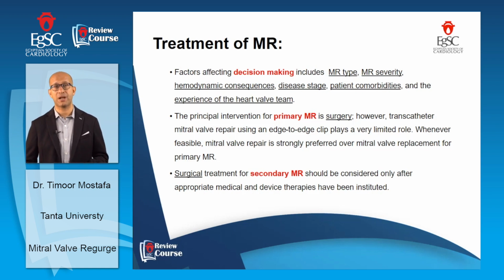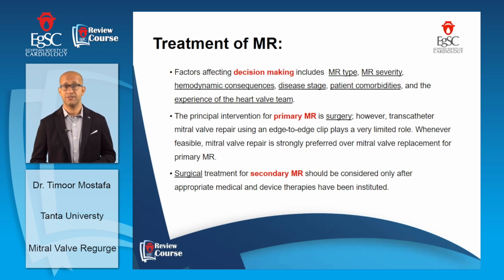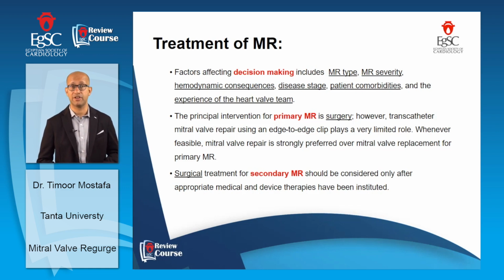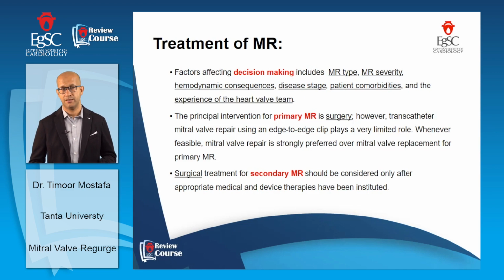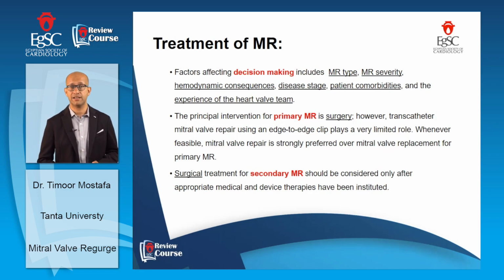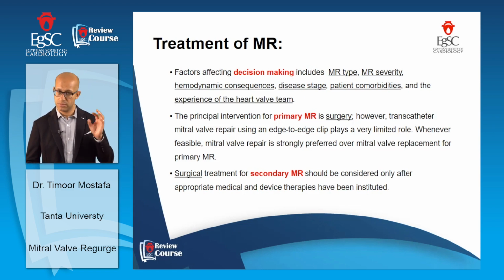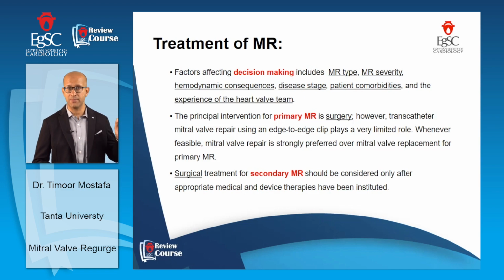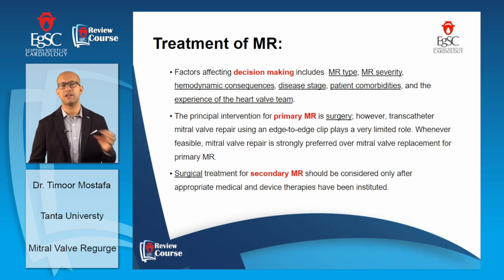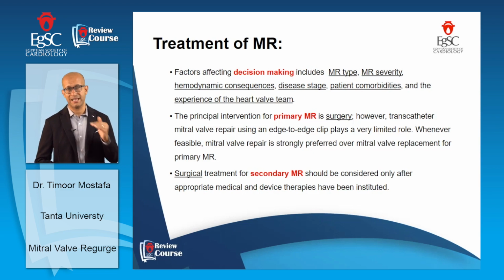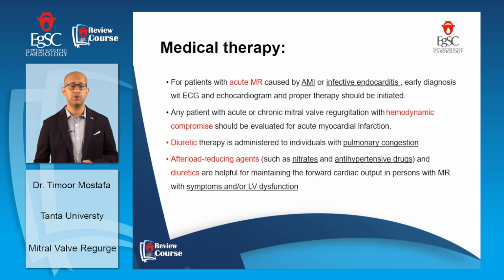The principal intervention for primary mitral regurgitation is surgery. However, transcatheter mitral valve repair using edge-to-edge clip plays a very limited role. Whenever feasible, mitral valve repair is strongly preferred over mitral valve replacement for primary mitral regurgitation. While surgical treatment for secondary mitral regurgitation should be considered only after appropriate medical and device therapy have been instituted. So surgery is the mainstay of treatment in primary mitral regurgitation, while in secondary mitral regurgitation it comes next to medical treatment and device therapy. What about medical therapy?